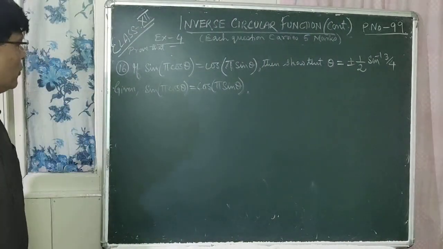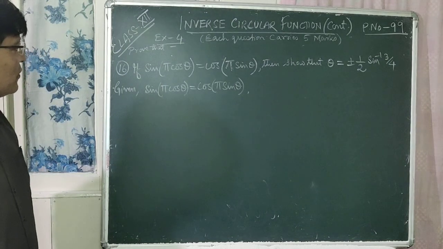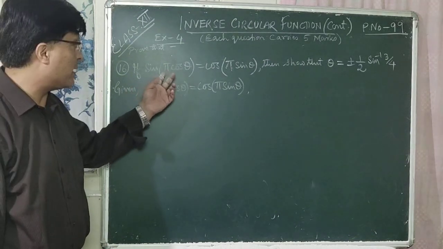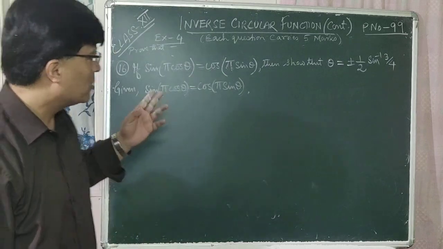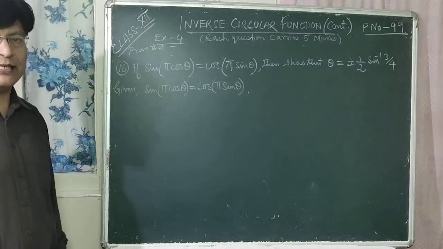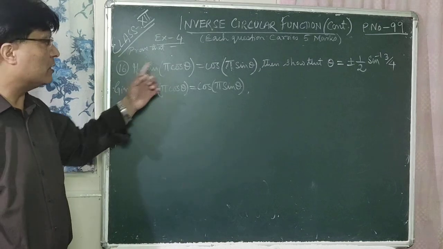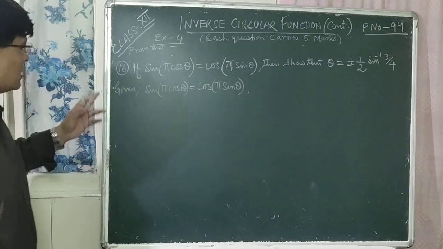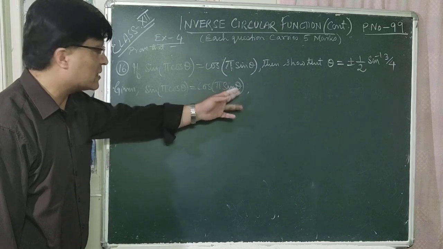So now we will do question number 16. If sine of within first bracket pi cos theta is equal to cos within bracket pi sine theta, then theta is equal to plus minus half sine inverse 3 upon 4. You have to prove the value for theta from this given. So let us write down this given: sine of pi cos theta is equal to cos of pi sin theta.